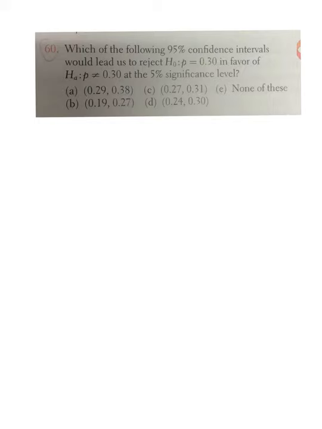Okay, now number 60 says, which one of the following confidence intervals would lead us to reject here? So what we're looking for is basically which confidence interval does not contain 0.3, and it looks like B, right? It's too small. 0.3 is outside that range, so we would reject the null hypothesis, saying that that doesn't work for us.